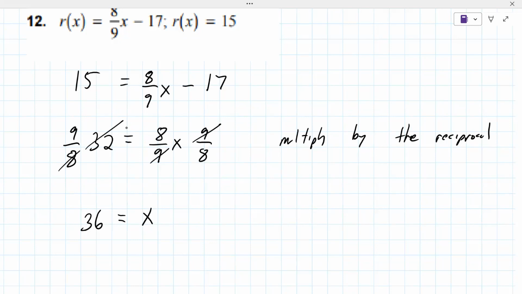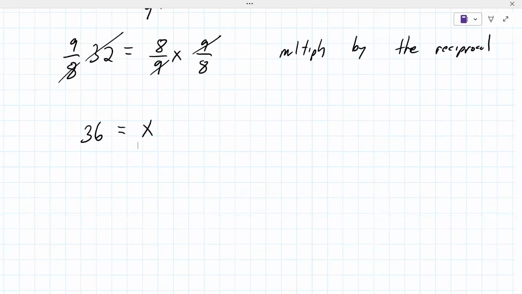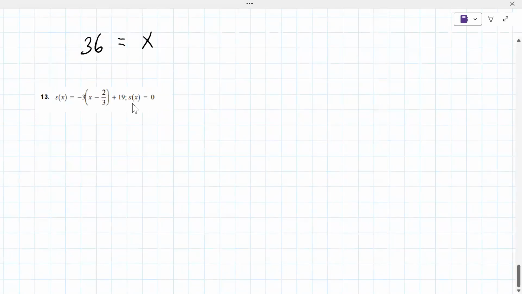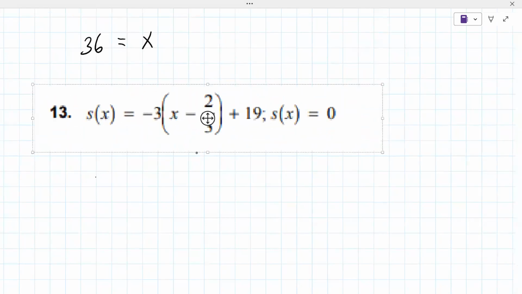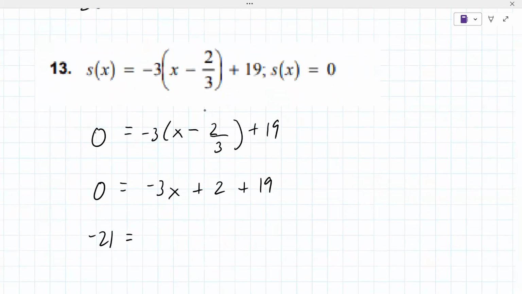13. So 0 equals -3 times x minus 2/3 plus 19. So then 0 equals -3x plus 2 plus 19. So it sounds like you distributed the 3. Yeah, I distributed the 3. Okay. So then it'd be -21 equals -3x. Divide by 3. Divide by 3. X equals 7.